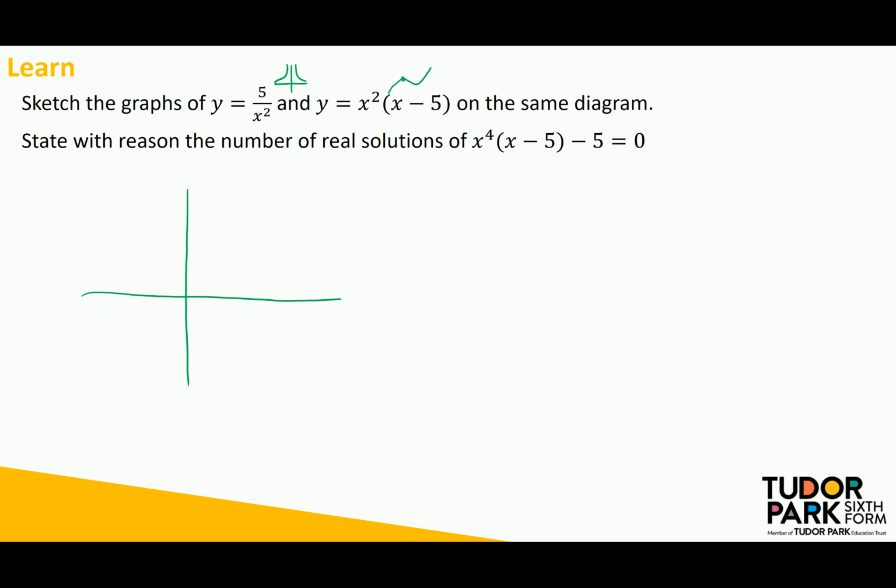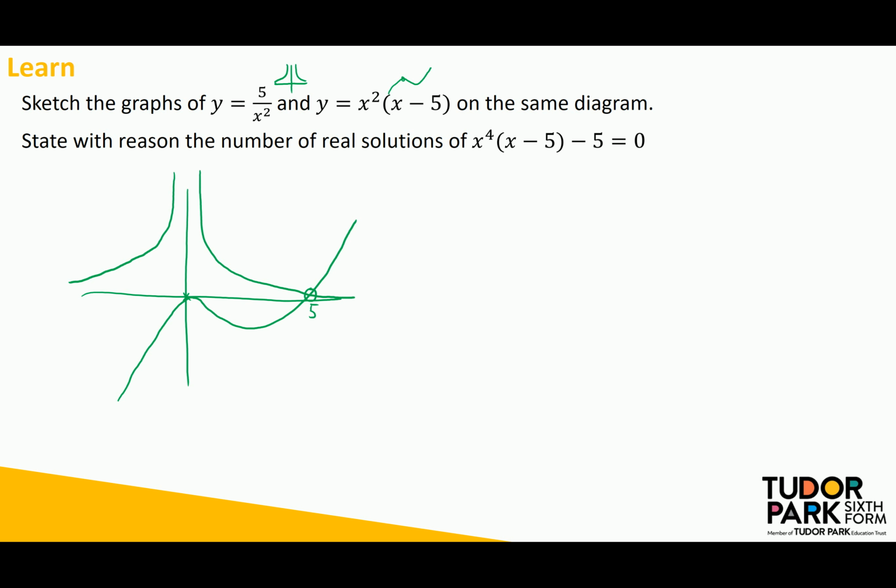So I've got the cubic function that's got a repeated root there at 0, and will look like this, where the other intersection point here is at 5, and then the other graph is 5 over x squared, which will look like so. Now from this, what can we see? Well, I can see that there's only going to be one point of intersection.